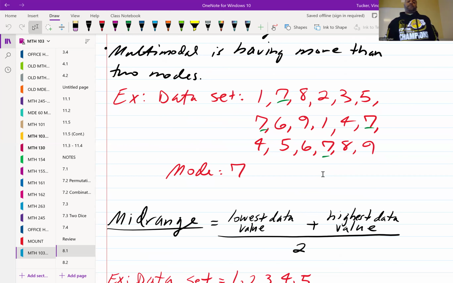Next one's mid-range. That's your lowest data value plus your highest data value divided by two.